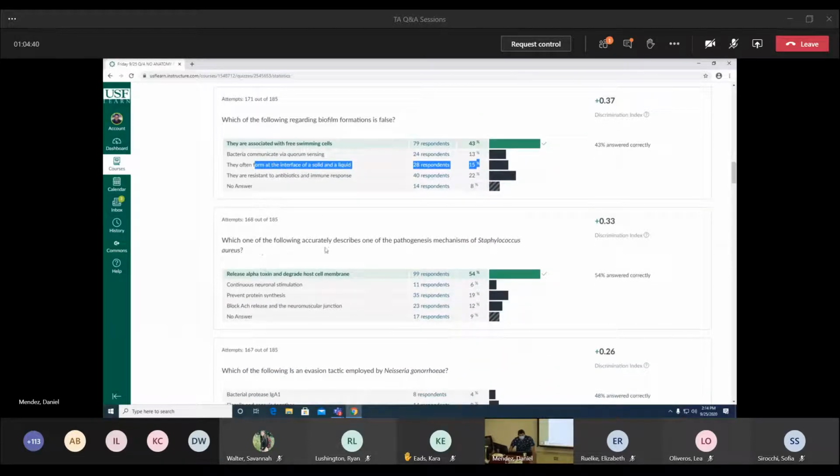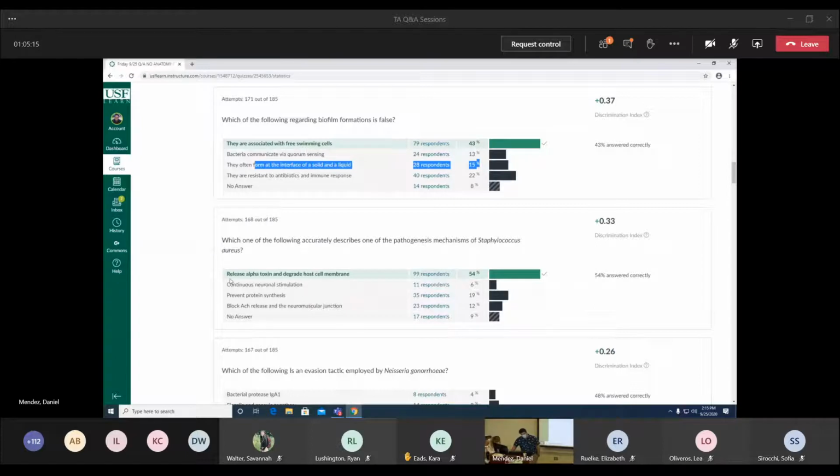Our next one, which one of the following accurately describes one of the pathogenesis mechanisms of Staph aureus? Okay. So to answer this question, you just have to remember Staph aureus and what its toxin is. That's directly from that slide with the 6 different ones. So I believe it has cholera toxin, botulinum toxin, staph, diphtheria toxin. It has all those examples. Make sure you know that.